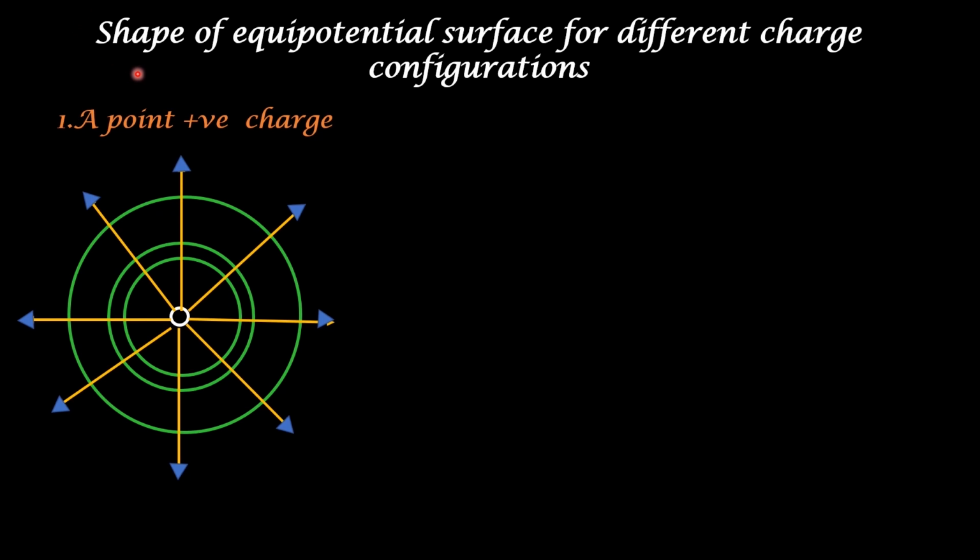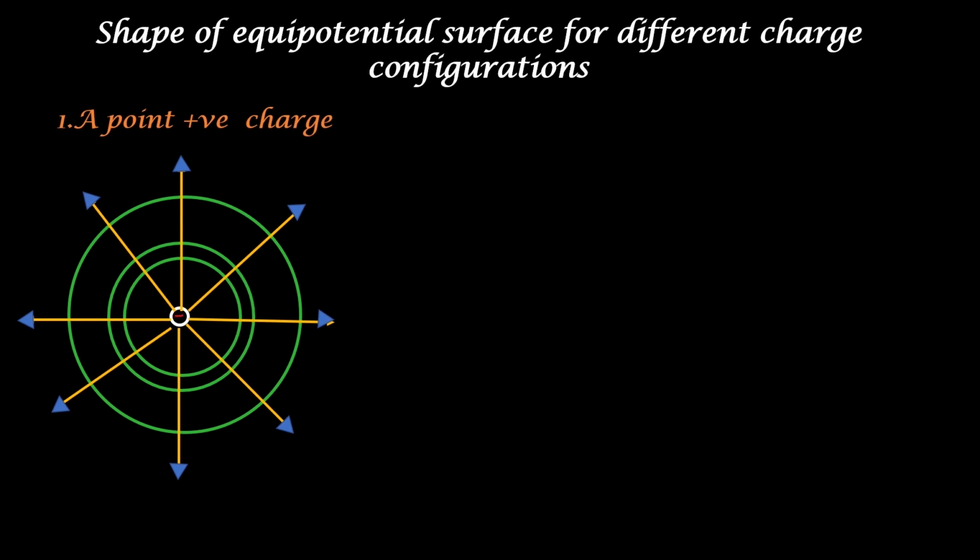We have already discussed equipotential surface, its properties with proof. If you have not yet watched that video, click the I button in order to watch that. In this video, we will see the shape of equipotential surface for different charge configurations. First, we will take up point positive charge. For a point charge, we have already seen that the equipotential surface will be in the shape of a sphere, that is spherical. But in two-dimensional diagrams, it looks like a circle.